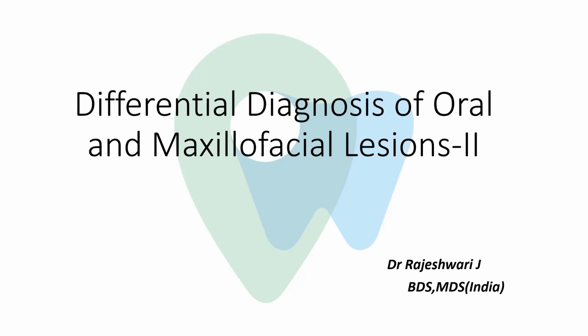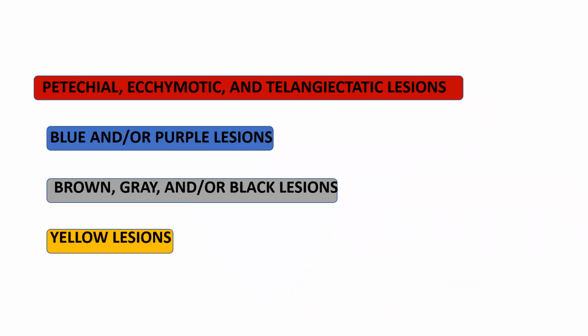Hi, good evening, everyone. As you all know, I'm going to continue with part 2 of differential diagnosis of oral and maxillofacial lesions. Last time we covered red and white lesions, and today we'll be covering petechial, ecchymotic, and telangiectasic lesions, blue and purple lesions, brown, gray, or black lesions, and last yellow lesions.